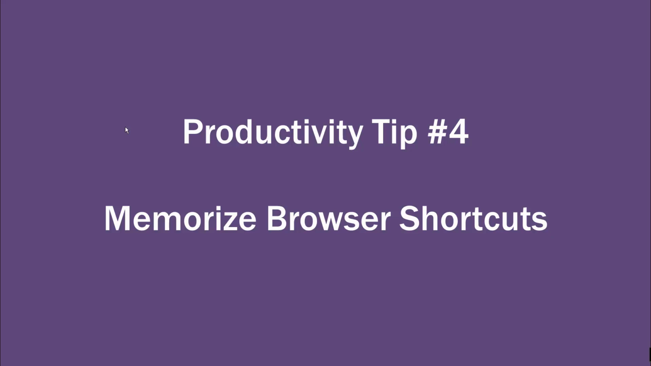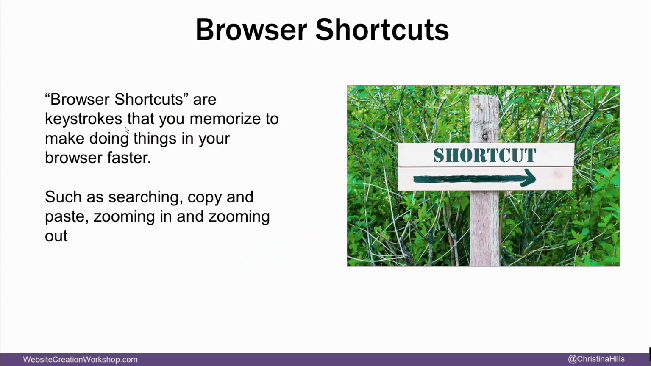Productivity tip number 4 is to memorize some browser shortcuts. So what are browser shortcuts? And when I first learned this, it blew my mind. Like, I was working on a computer, I had no idea there were shortcuts, which are keystrokes that let you do things faster, such as searching, copying and pasting, zooming in and zooming out.